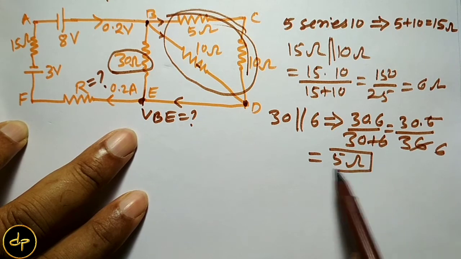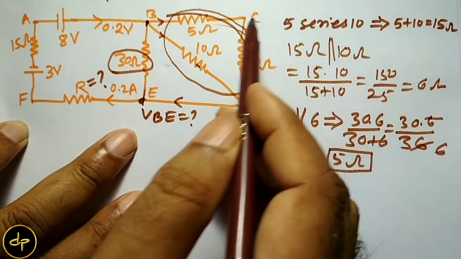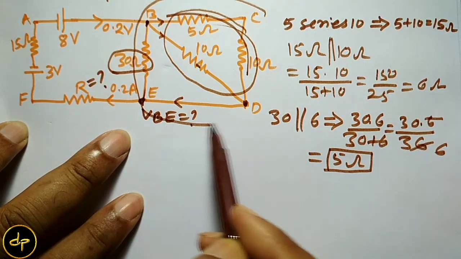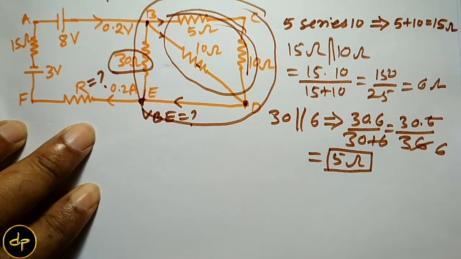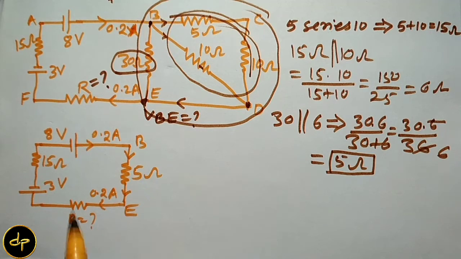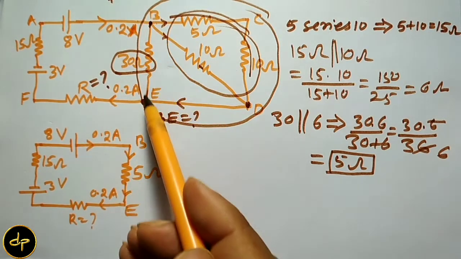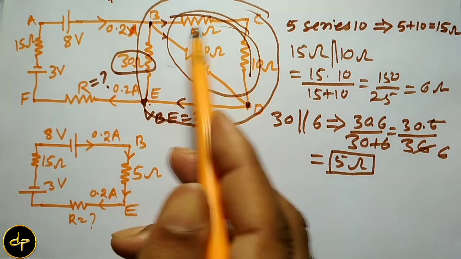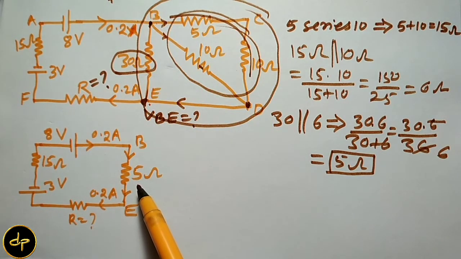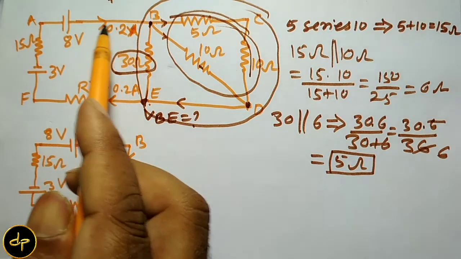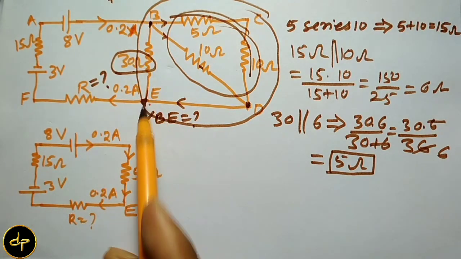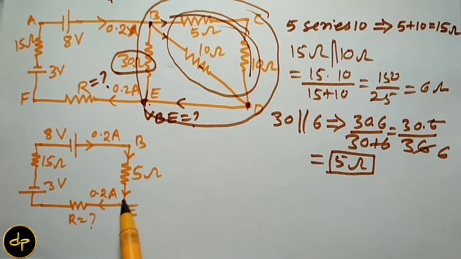So we have reduced the circuit up to this much. So that is a 5 ohm resistance. We will draw a new circuit now. So this is the reduced circuit in which between B and E a net value of resistance 5 ohm has been connected, and all other things are the same: here 0.2 ampere current is coming, and then it is going to the same 5 volt, and everything is same as earlier.